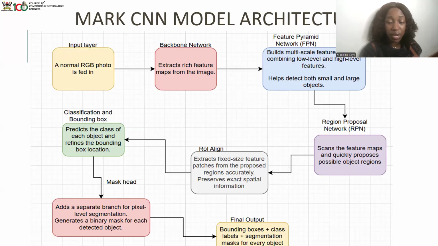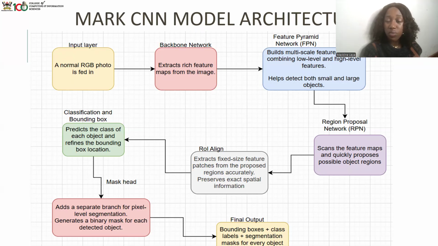So afterwards, we see the Mask R-CNN model architecture. It has the input layer whereby the image of the scalp is uploaded or fed into the model. Then we have the backbone network. This one is like the eyes. It extracts rich feature maps from the image. Then the feature pyramid network builds multi-scale feature maps combining low-level and high-level features. So it is able to detect both small and large objects.